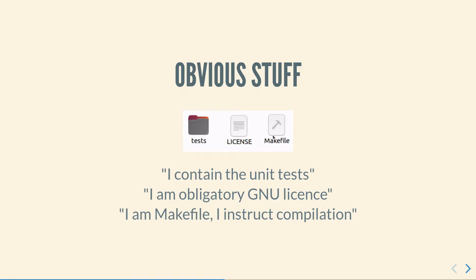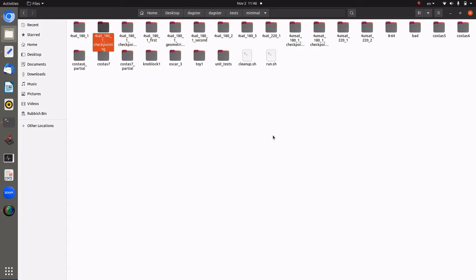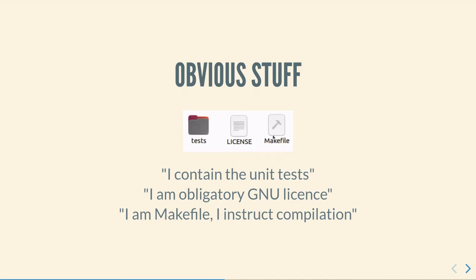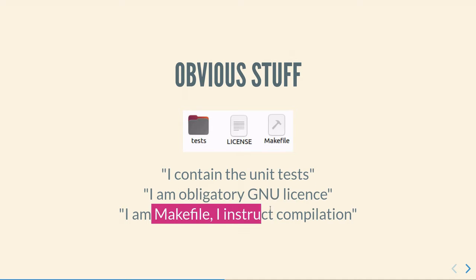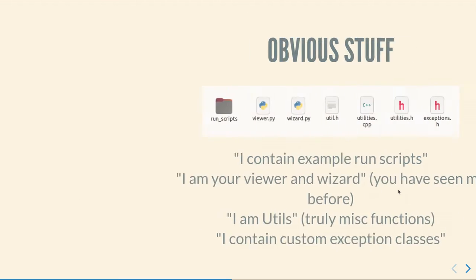And then there's tests. I wonder what that contains. Run tests, minimal tests. There are some minimal tests. And oh, look, there's unit tests. Right. Okay. We know what that is, right? Good. All right, so I contain the unit tests. I am the obligatory GNU license. I am a makefile. I instruct compilation. All right, so this is pretty obvious.